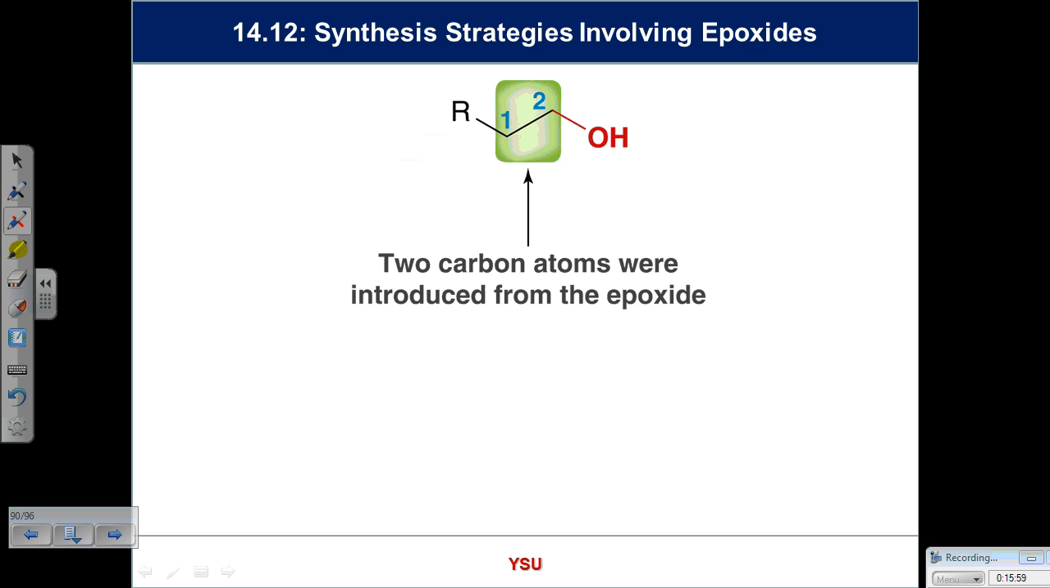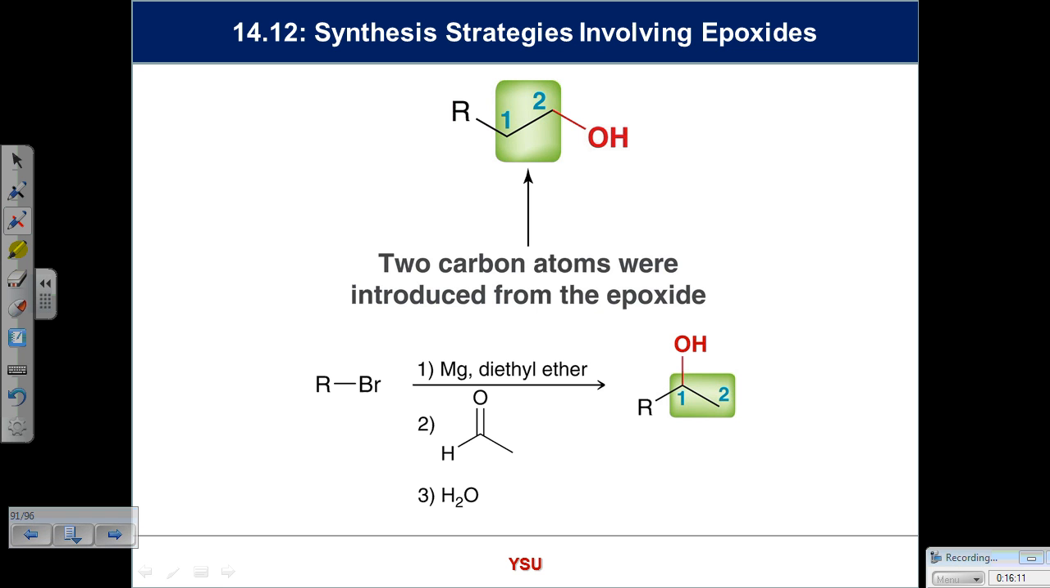So there's the take home from that idea, where the 2 carbon piece can now be brought in if you use an epoxide. And so your group that you brought in is 2 carbons away from the OH group. It's on the adjacent carbon, as opposed to when you do carbonyl chemistry, where it goes on the same carbon.